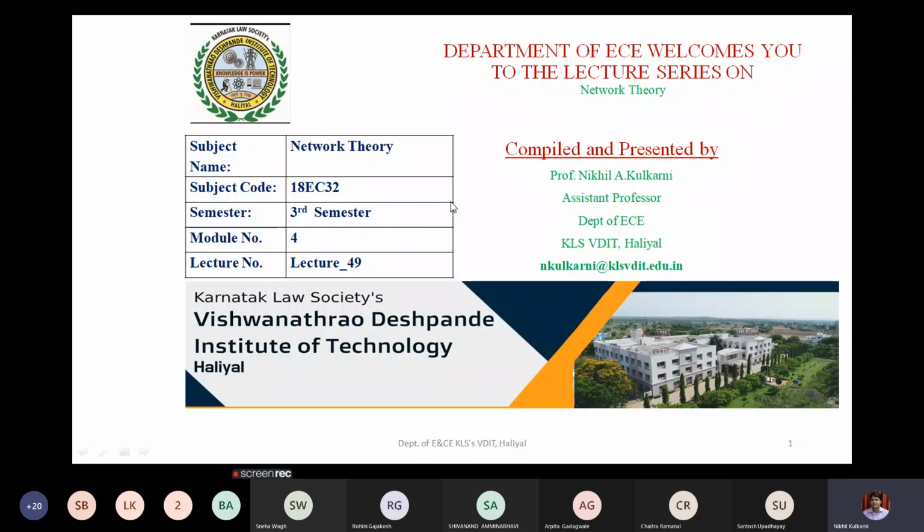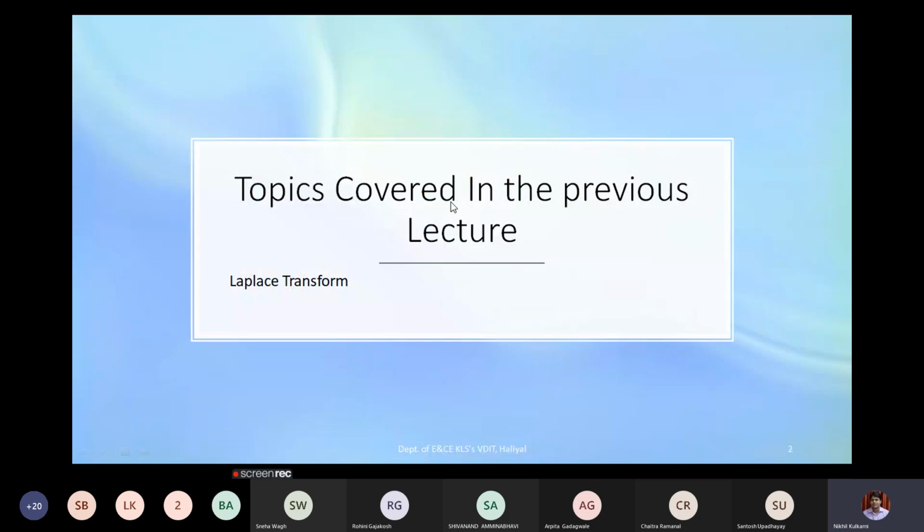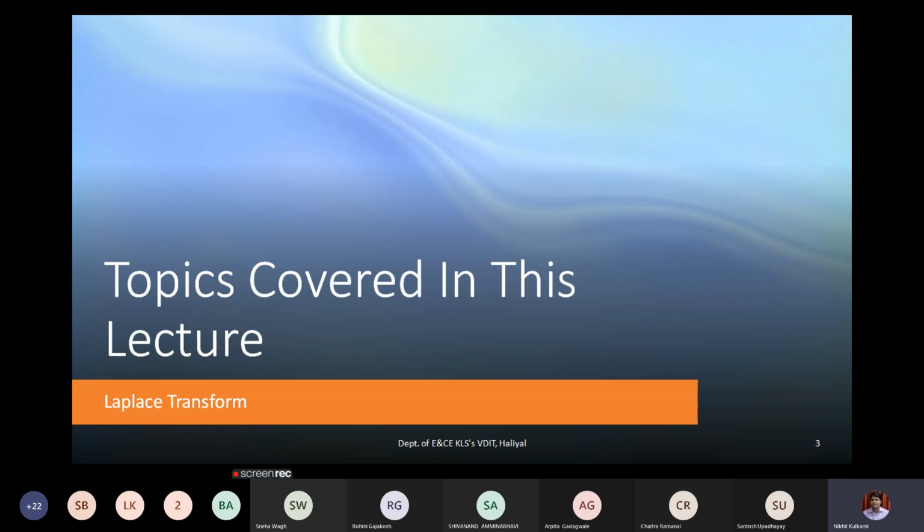Okay, so last class we just started with the Laplace transform, right? There we discussed why the Laplace transform is being used and how to use it mathematically. We have seen around 5 functions, so we shall continue the same. Before that, let me quickly recap.